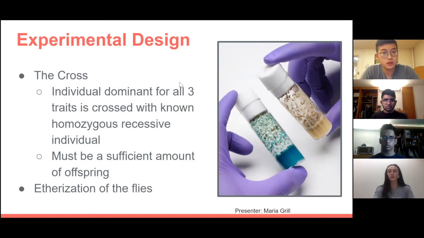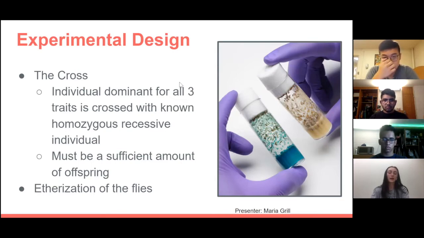And like I mentioned before, the dominant individual, we don't know just by looking at the phenotype if that individual is homozygous dominant or heterozygous dominant. We just know that it is dominant. And in order to successfully carry out the cross and the analysis and the gene mapping that subsequently follows, there must be a sufficient amount of offspring, which you will see later we absolutely had after the etherization occurred, which segues into the actual etherization of the flies.